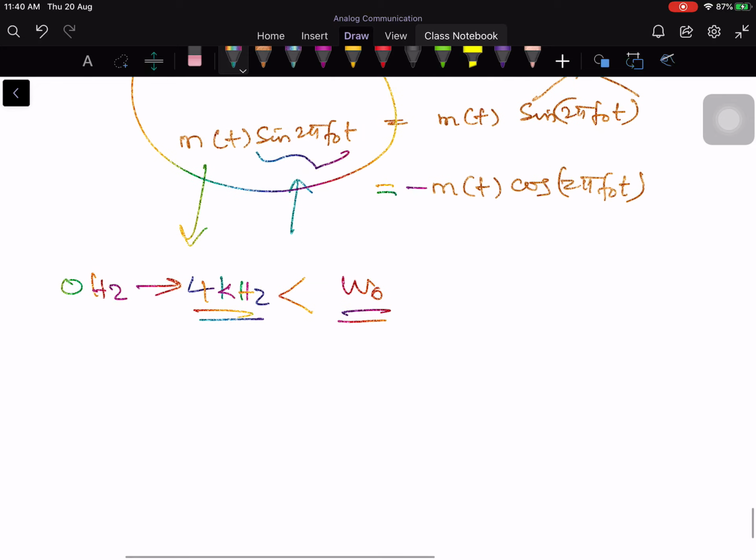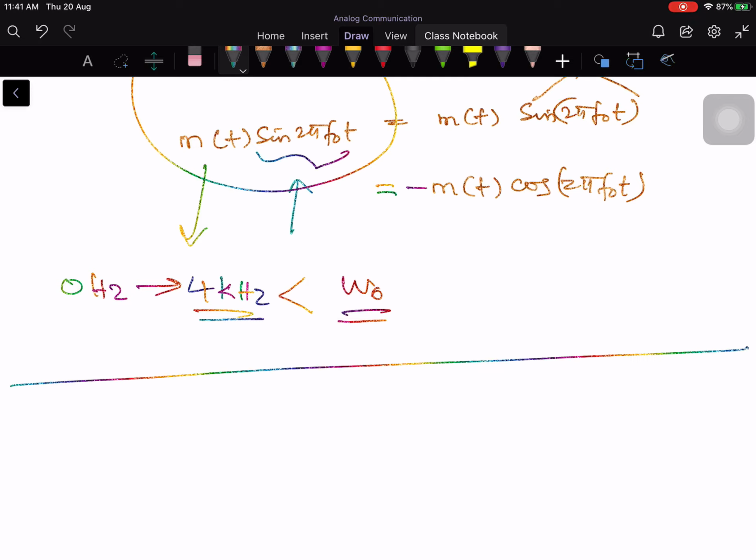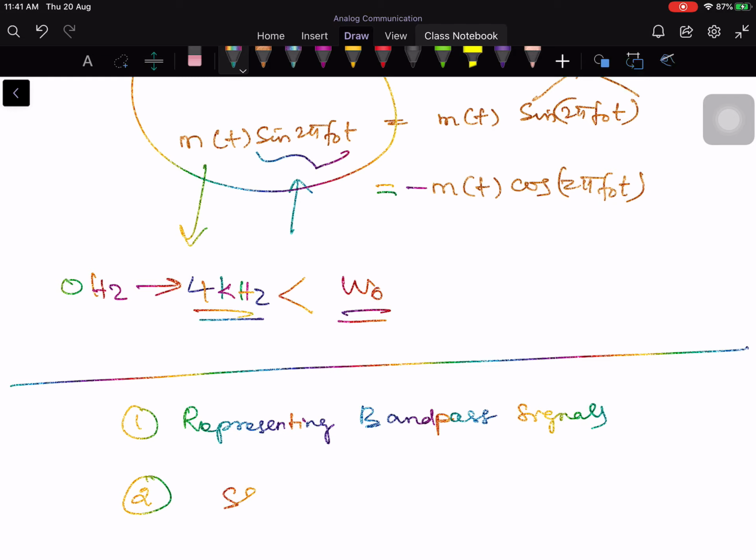We next look at the application of the Hilbert transform in representation of signals, particularly representation of bandpass signals. As I said in the beginning of the lecture, the Hilbert transform has certain very important applications. Like the first one is representing bandpass signals. And the second application is used in SSB AM systems.